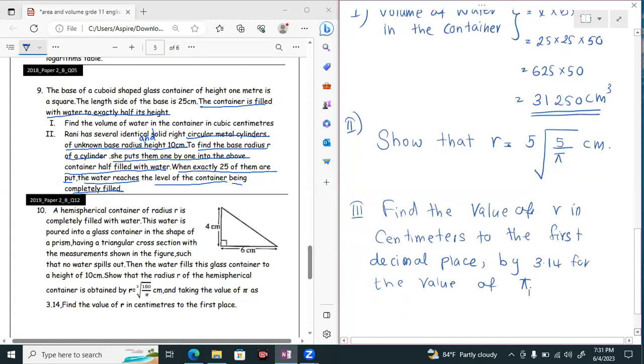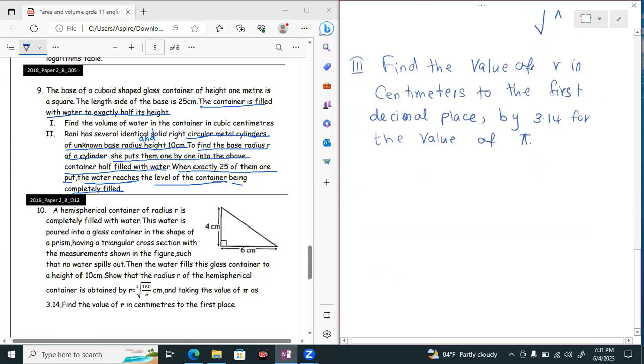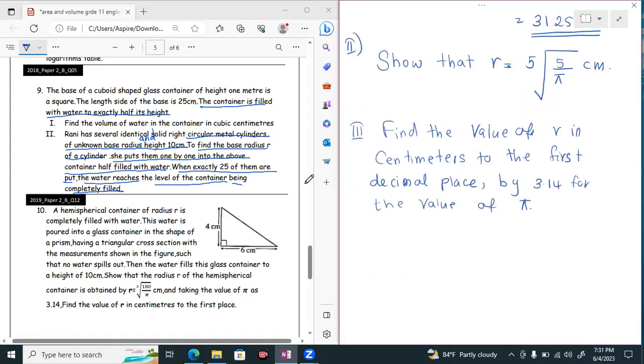Now let's see how we show this value radius. What you have to do in this case also, you have to do a volume equal. No, then which two volumes should be equate?